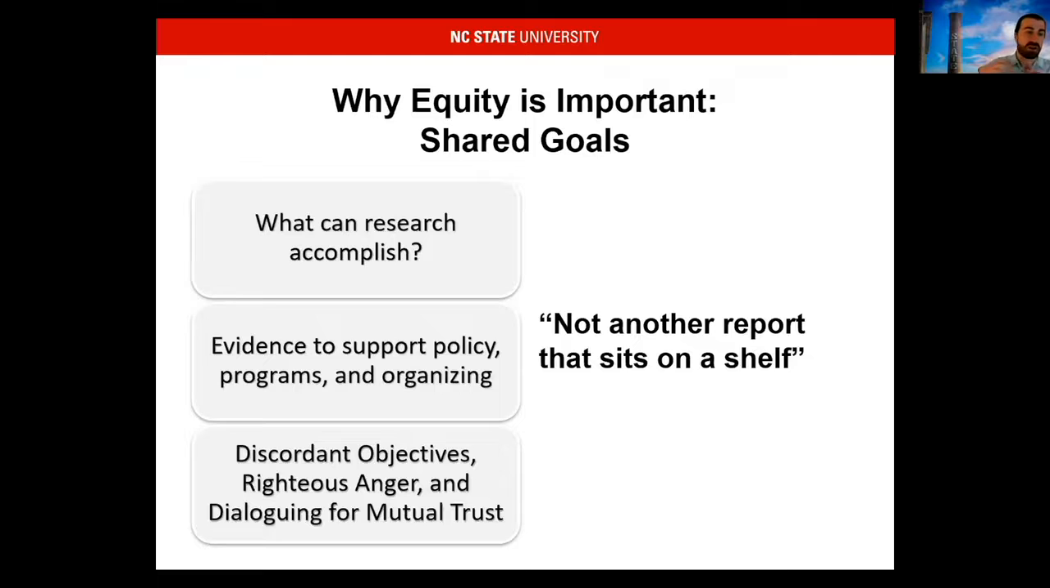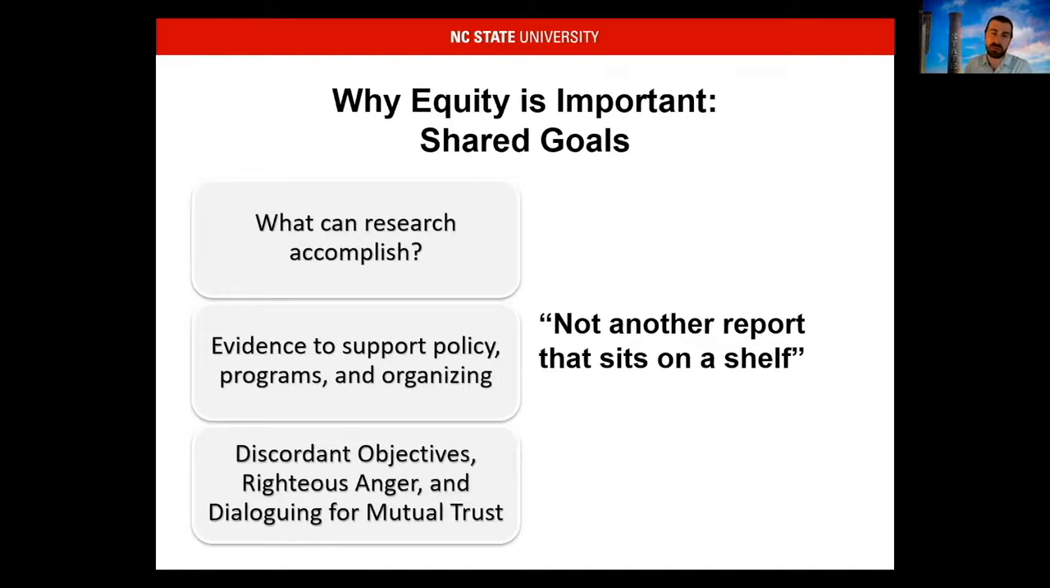If you're a community that has historically and contemporarily experienced oppression, you can rightfully be angry and frustrated with the pace of change. And research in and of itself doesn't reshape that structural inequality. And so dialoguing around what research can do, and also assuring that research has tangible outcomes, right?